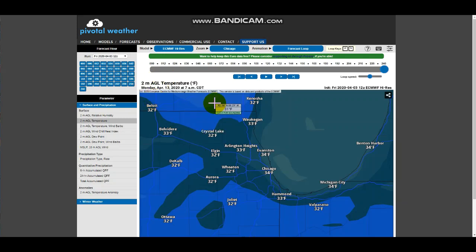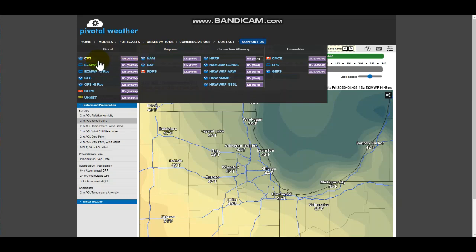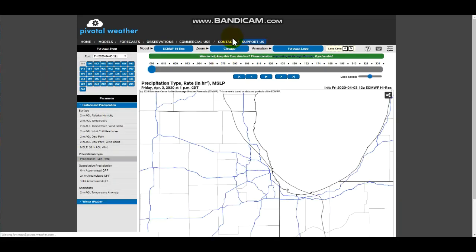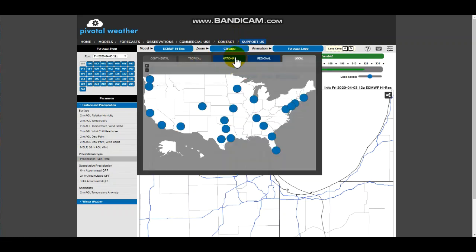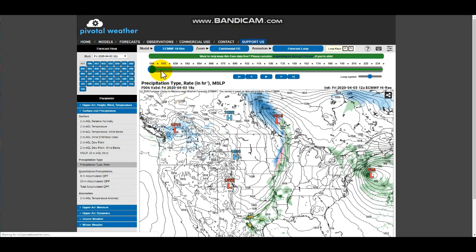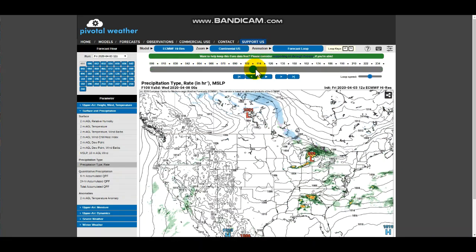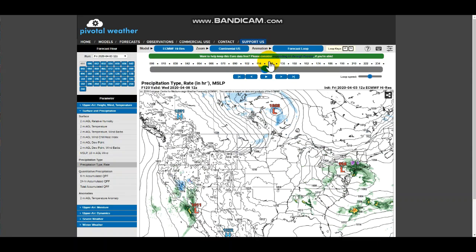You can see these are some of the temperatures across the Chicagoland area. I was just looking at our temperatures, and you can see many locations down to 32 degrees. Let's look at the precipitation type and rate, and let's zoom out of Chicago, and let's go to national. And let's see what this storm is all about. So again, right now, very warm temperatures, really not much precip, a little bit of precipitation. You can see midweek there with that first frontal system.